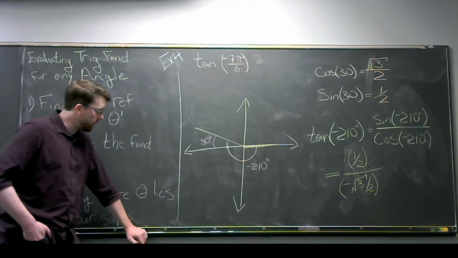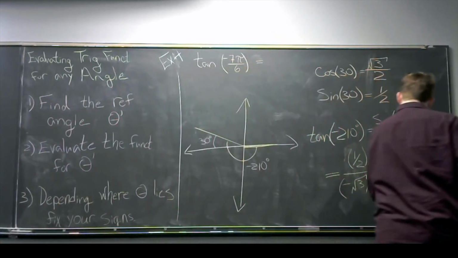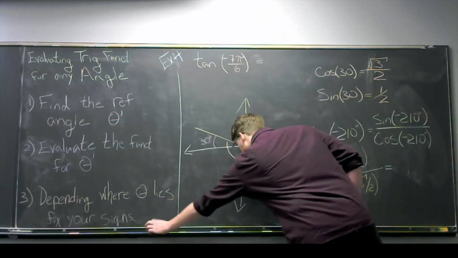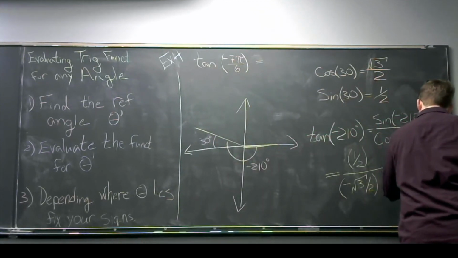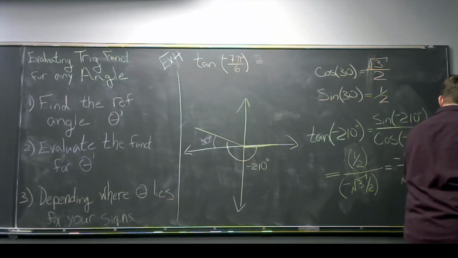So, because of this, we can rewrite this now as 1 over negative 1 over the square root of 3, or negative square root of 3 over 3.